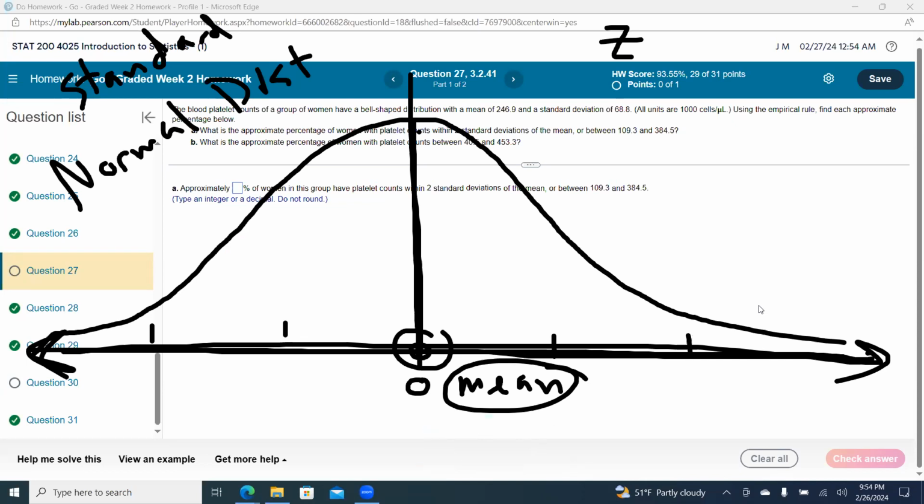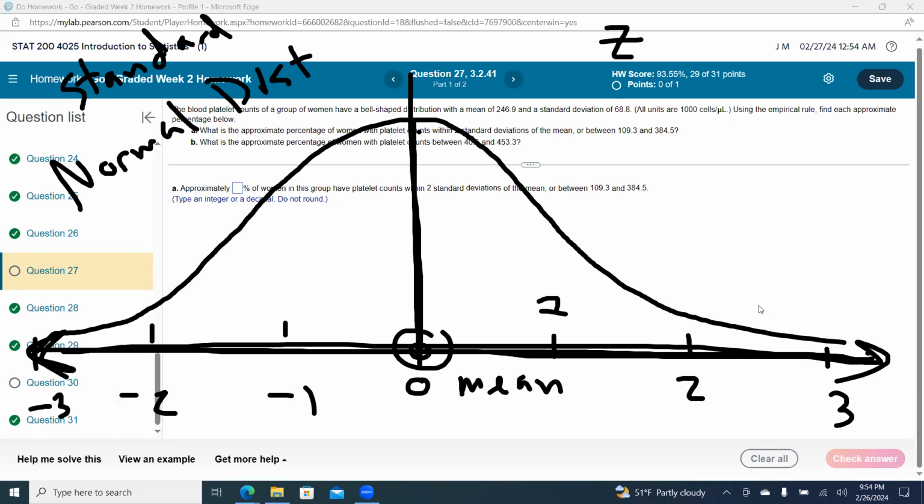Let me just erase all that there. But this is 1, this is 2, and this is 3. This is -1, -2, and way over there would be like -3.